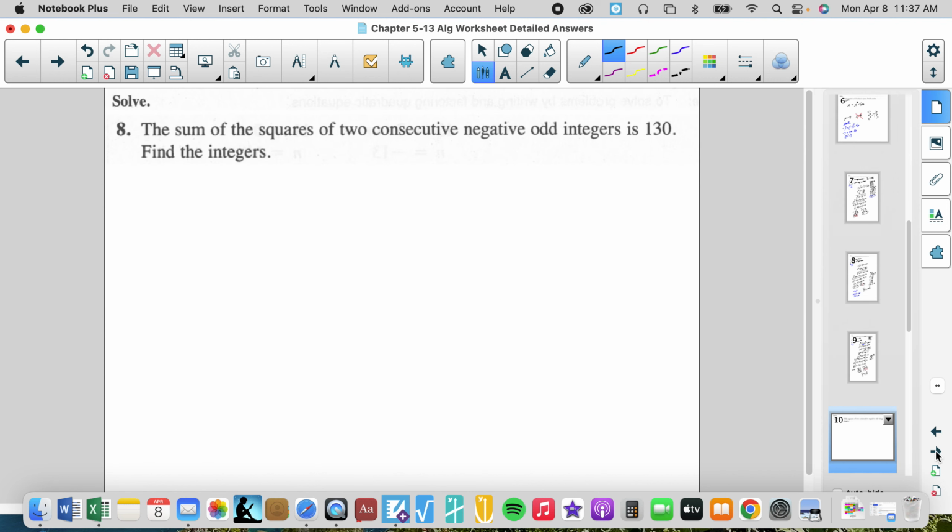The sum of the squares of two consecutive negative odd integers is 130.